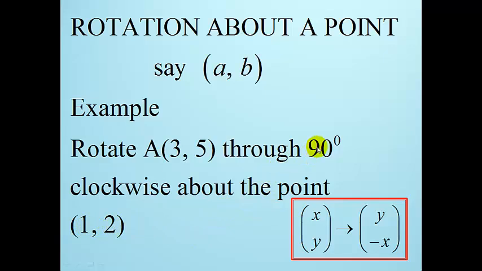Now, for a clockwise rotation of 90 degrees, the rule is (x, y) maps to (y, -x). But before we obey the rule, we first subtract the point (1, 2) from (3, 5). Then we rotate through 90 degrees, and at the end we add the point (1, 2) back. Now let's look at the solution so you understand it better.